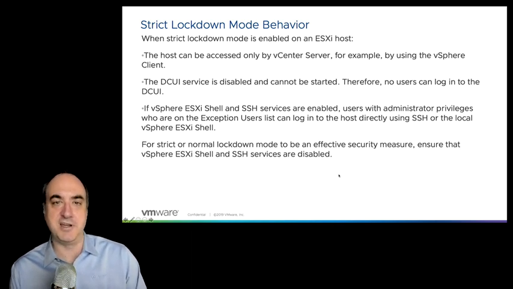There is no DCUI. So normal strict lockdown mode basically says, okay, no SSH, no shell, no DCUI, no API calls. The only way into that host is through vCenter. So if your vCenter is offline, in an emergency where there's no vCenter, you'll likely be booting your ESX server from some kind of bootable media to gain access to it. That adds a whole new challenge to managing the system.